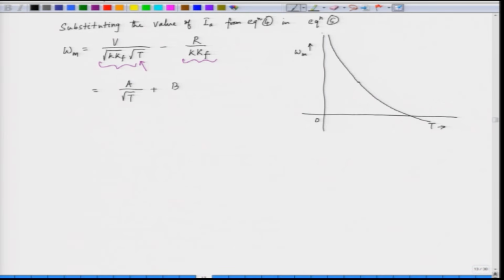That is why a series motor should not be started under no load condition. If the torque is 0, the speed may reach a dangerously high value, which will jeopardize the mechanical parts by applying high centrifugal force. So, a series motor should not be started under no load condition. So, this is the speed torque characteristic.